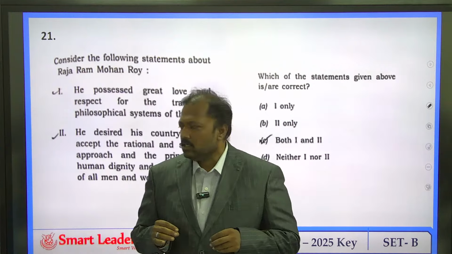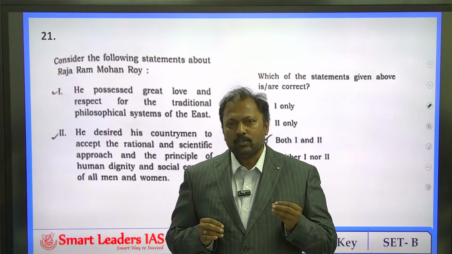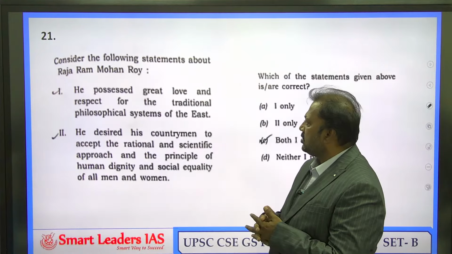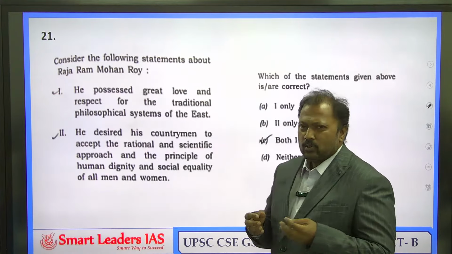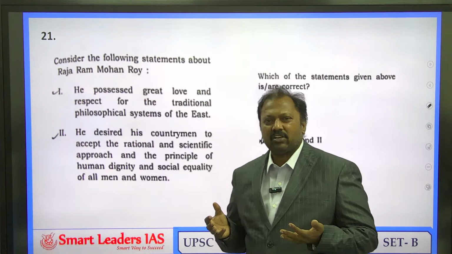It is very easy. So, history questions. This is set B, question paper set B. We have taken the questions. The question here is, consider the following statements about Raja Ram Mohan Roy. See, the questions are simply fundamental and based on logic only. Not much is required here to answer these questions.